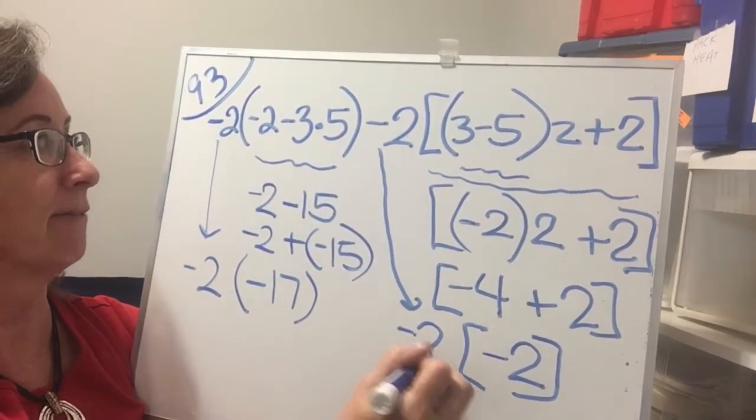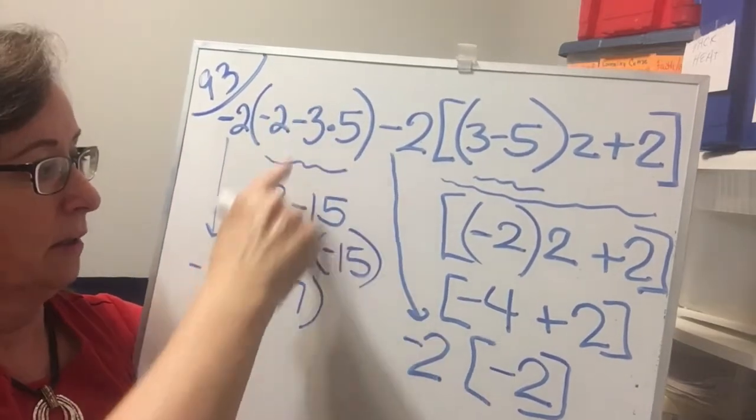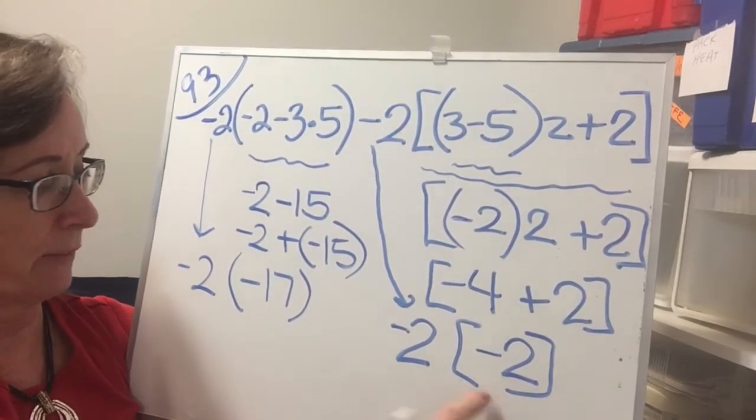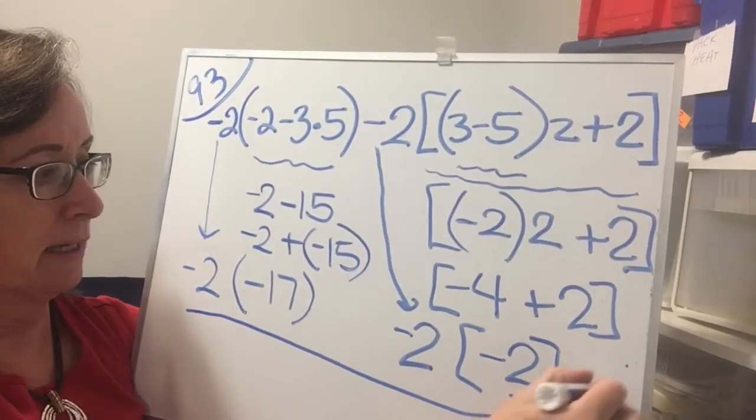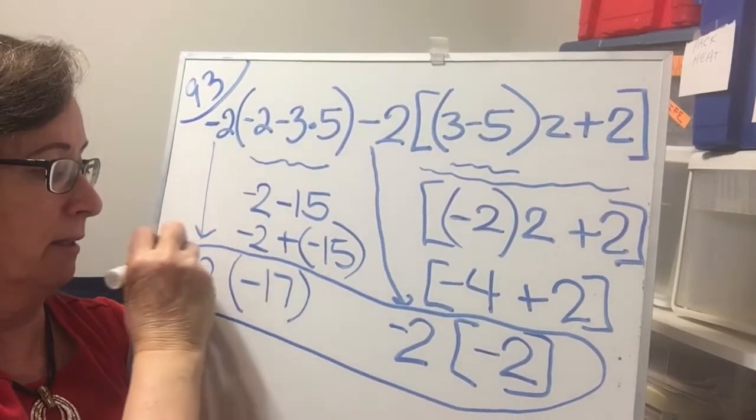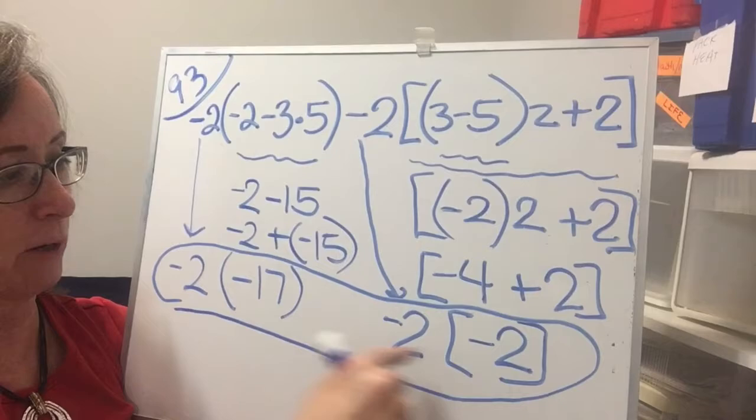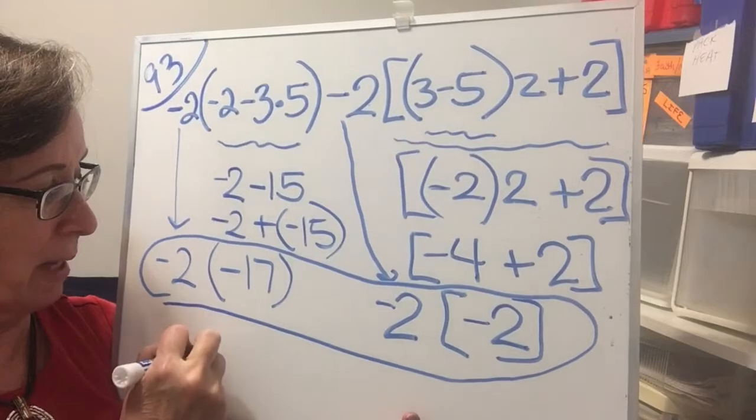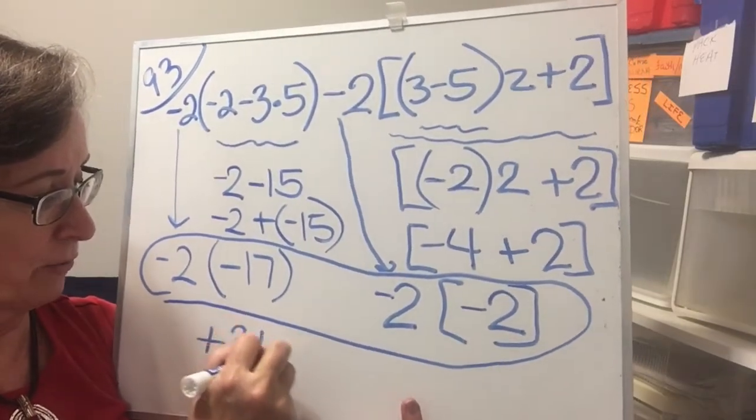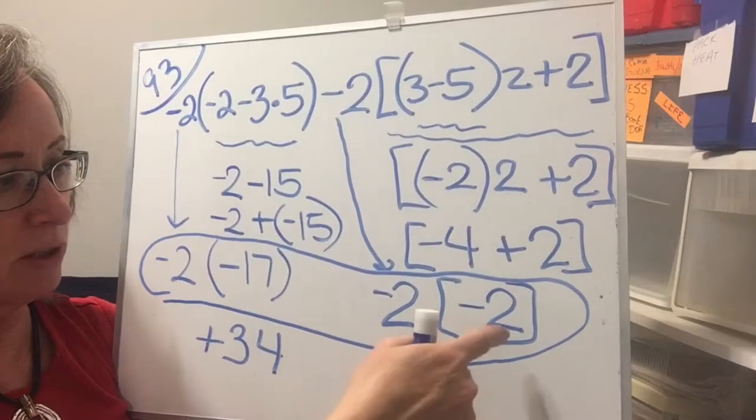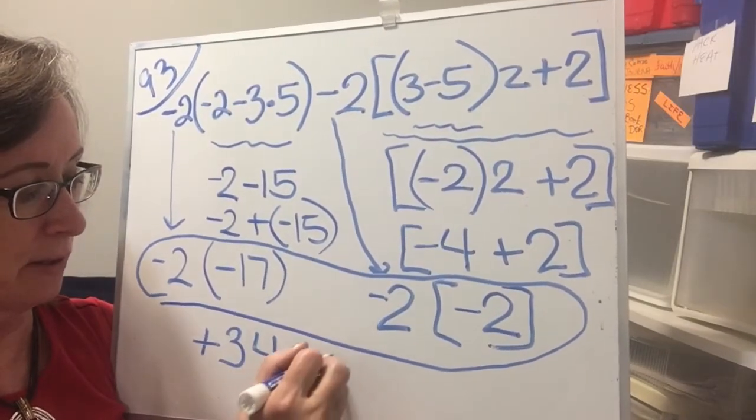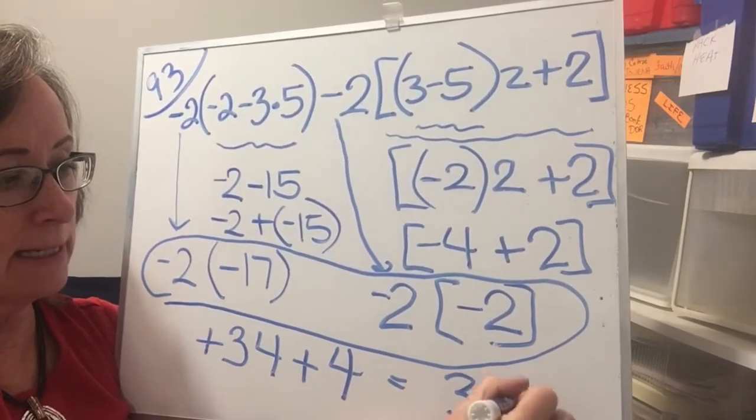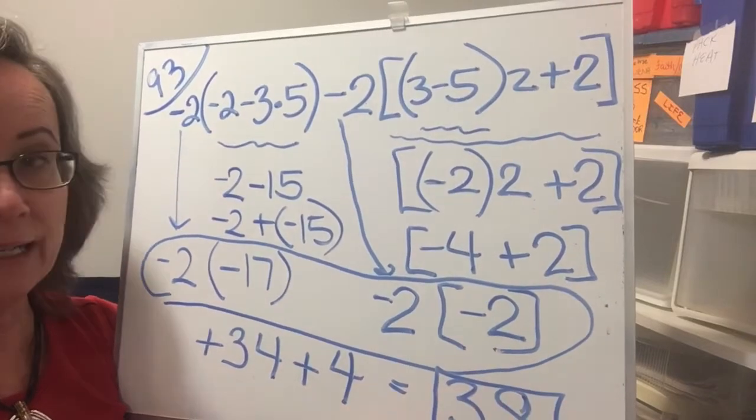So now let's see if I've got it all together. -2, parenthesis, -2, and all of that was a -2. Okay, so all of this is my equation. I just kind of ran down a line there. Can you tell? So -2 times a -17 is a +34. And a -2 times a -2 is a +4. 34 plus 4 is a 38. And that is your answer.